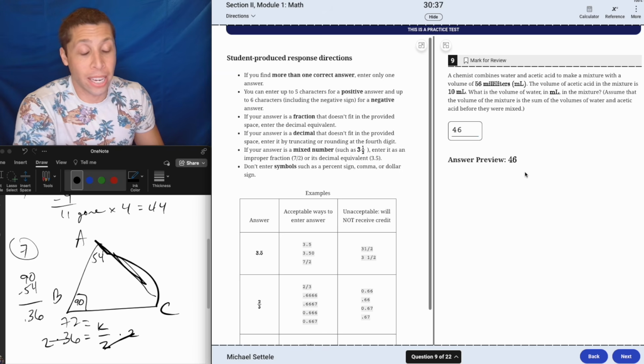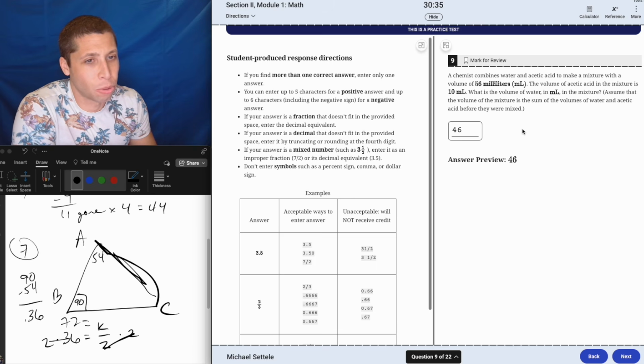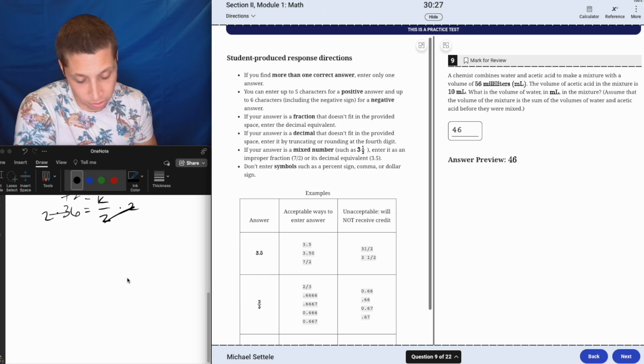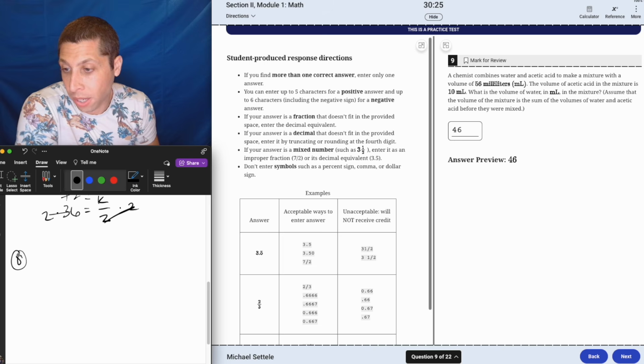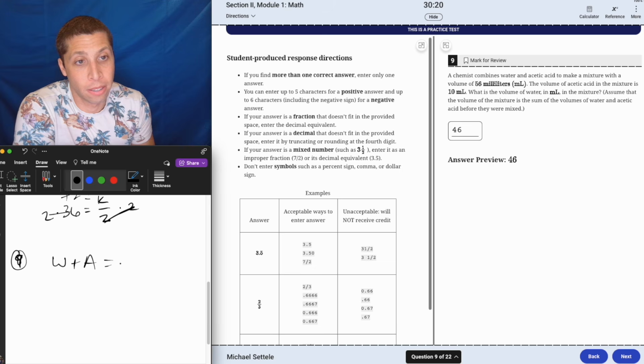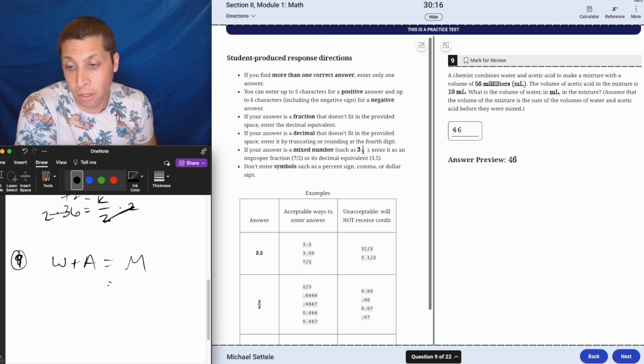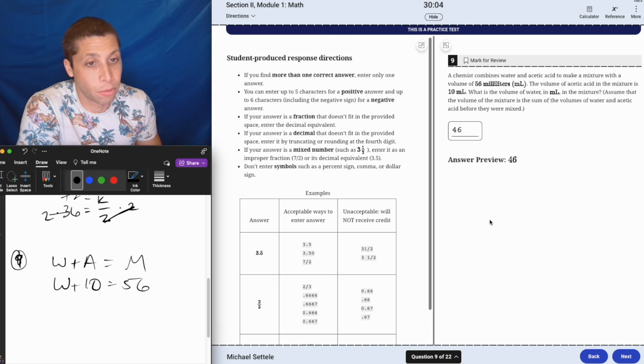I mean, it's the first module, so it's not going to be crazy hard. Even number 9, I guess, is kind of easy. There's no trap here, right? I mean, the total volume is 56, right? Even if you just wanted to follow the story a little bit, the chemist combines water and acetic acid to get the mixture. We're given the volume of the mixture. The volume of acetic acid is 10. And what is the volume of water in milliliters, right? They're not changing the units. So yeah, 56 minus 10 is 46.